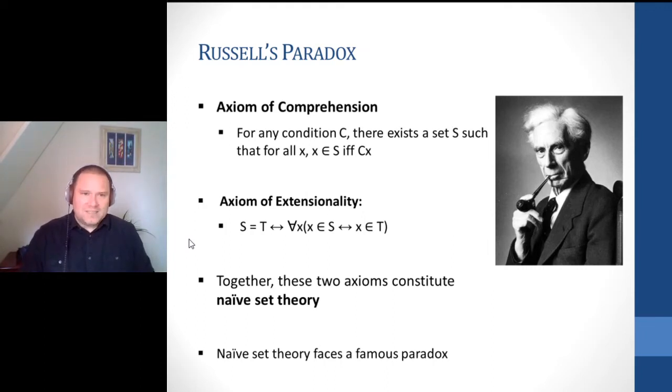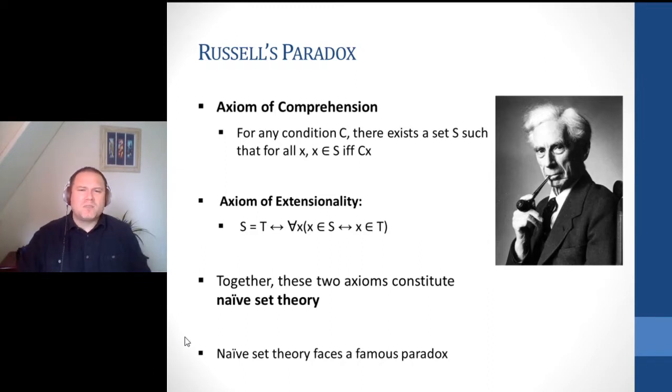The problem is, there's a real big issue lurking here. Naive set theory faces a really horrible and very famous paradox, first invented by one of my intellectual heroes, Bertrand Russell. Russell's famous paradox shows that we cannot consistently hold naive set theory. In fact, naive set theory cannot be the foundations for all of mathematics if we want to be consistent.